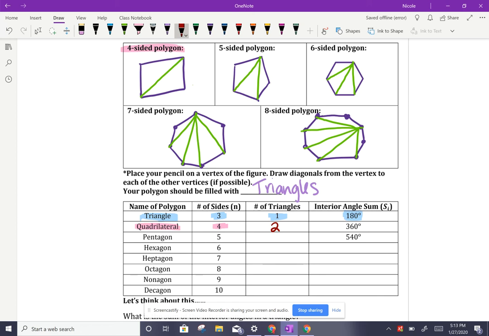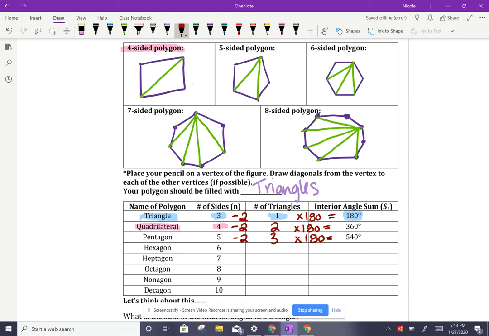Now look at your pentagon. How many triangles are inside there? Well, you got 1, 2, 3. And that has a sum of 540 degrees. So if you think about it, 1 times 180 equals 180. 2 times 180 equals 360. 3 times 180 equals 540. So we take the number of sides, subtract 2, and we get the number of triangles. Then multiply that by 180. Take the number of sides, subtract 2, multiply by 180.